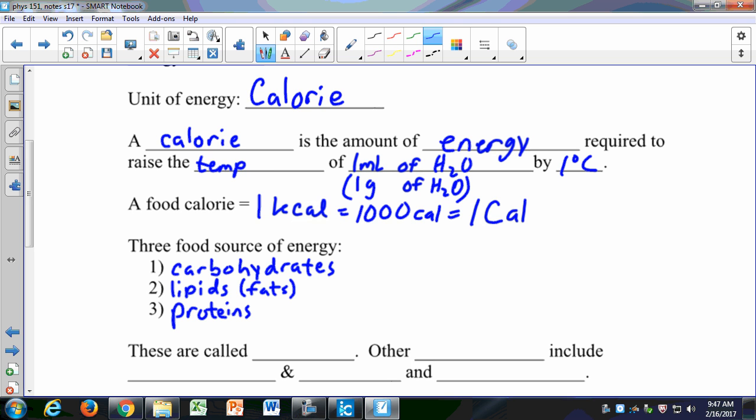Each of these has a certain energy density. Do you know which of these has the most energy density? That is the amount of energy, the number of calories per gram, the amount of energy per unit mass. Which of these, carbohydrates, lipids, or proteins, has the highest energy density? Don't answer that. Let's do it as a clicker question. All right, which of these has the highest energy density?